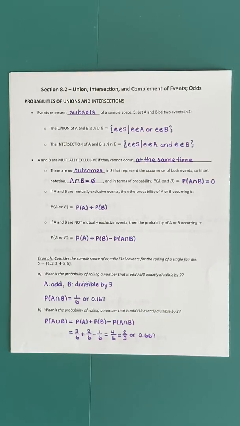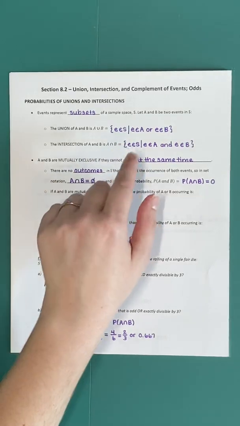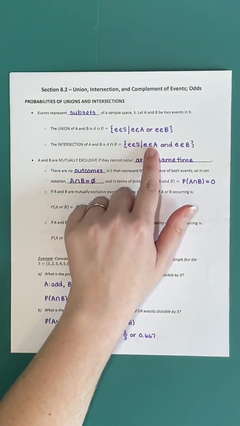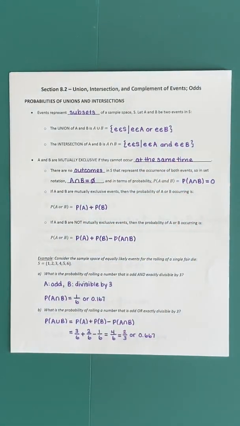Now the intersection of our two events is going to be all the elements in the sample space such that we have a particular outcome that's in event A, and that outcome is also in event B. So in other words, it has to be in both at the same time.